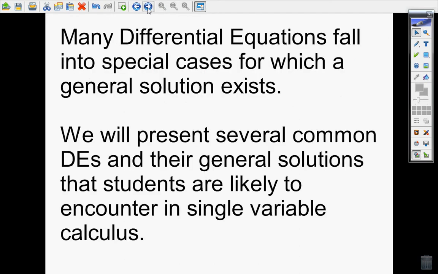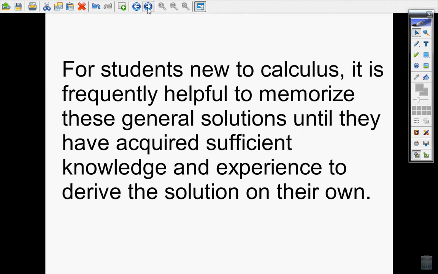Many differential equations fall into special cases for which a general solution exists. We will present several common DEs and their general solutions that students are likely to encounter in single variable calculus. For students new to calculus, it is frequently helpful to memorize these general solutions until they have acquired sufficient knowledge and experience to derive the solutions on their own.